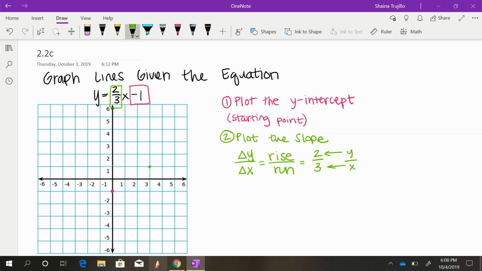Okay, and then I'm going to do that same thing again, just to make sure that I am doing this correctly and that I have a nice straight line. So I'm going to go up 2, 1, 2, over 3. 1, 2, 3.